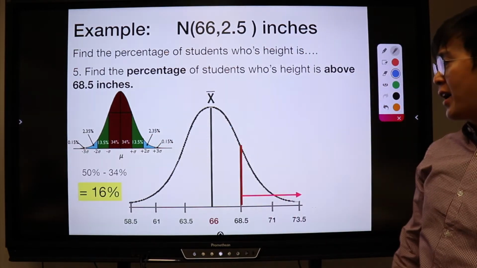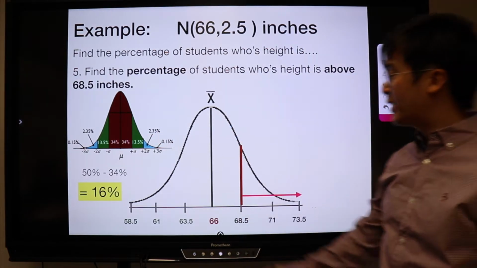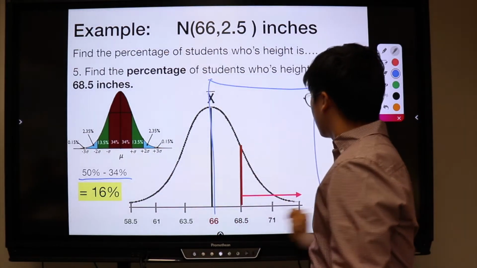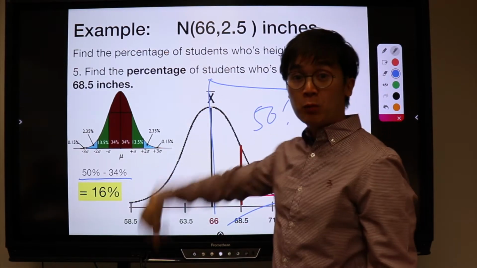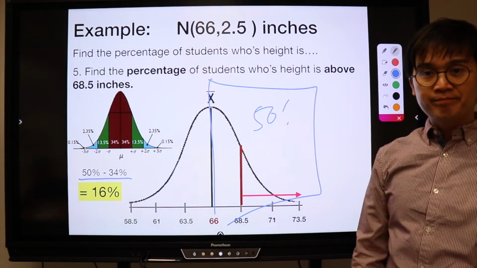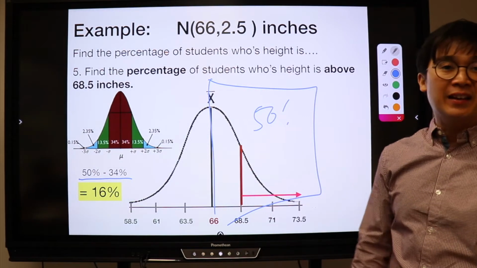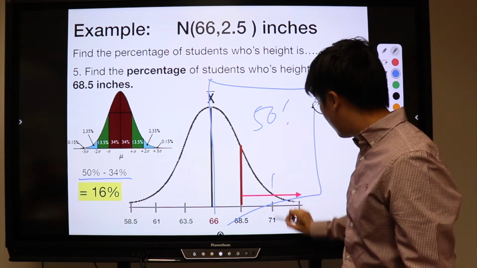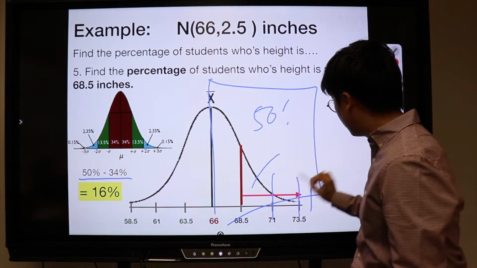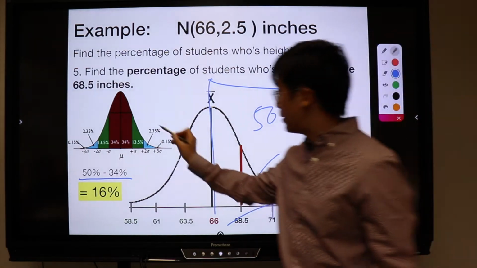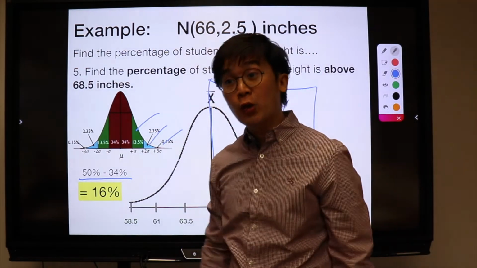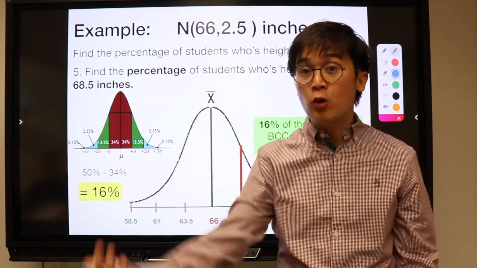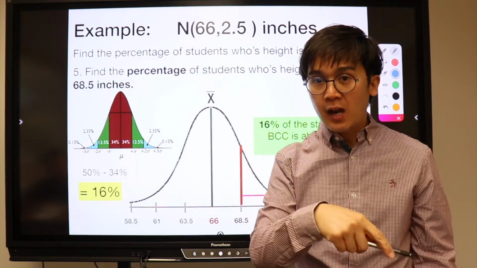And the reason why it's 16% is because I know that this much is 50% of my normal curve. Okay? That's one way of looking at it. But Taylor's method of 1, 2, 3, adding them up is also correct. Whichever you prefer. Is it making more sense now compared to yesterday?